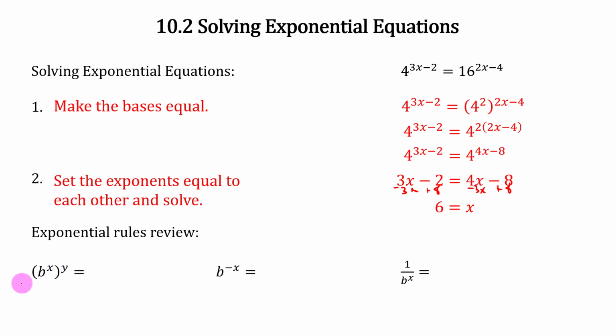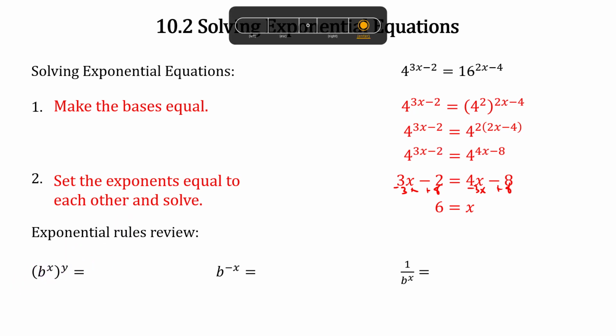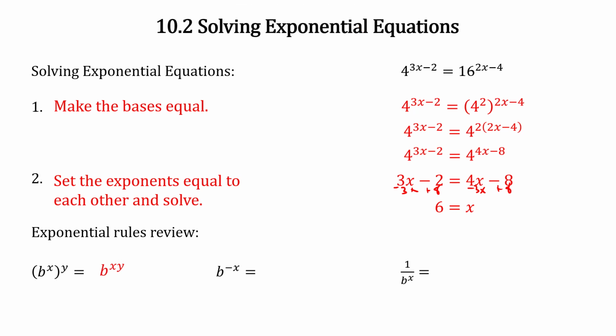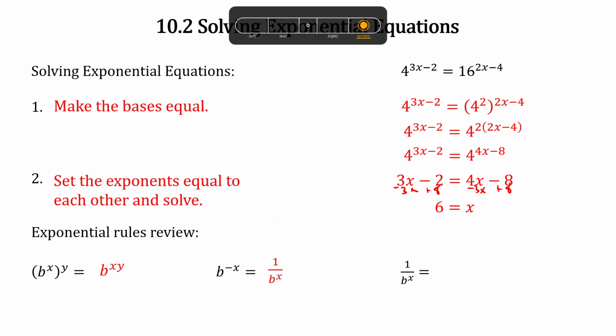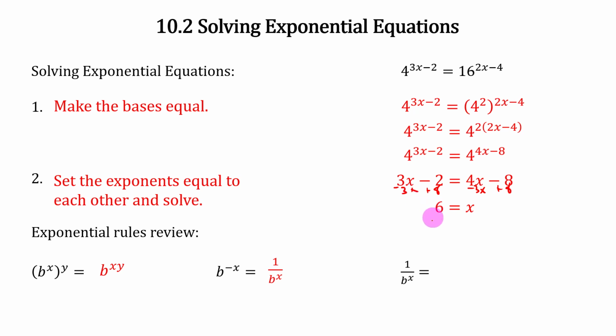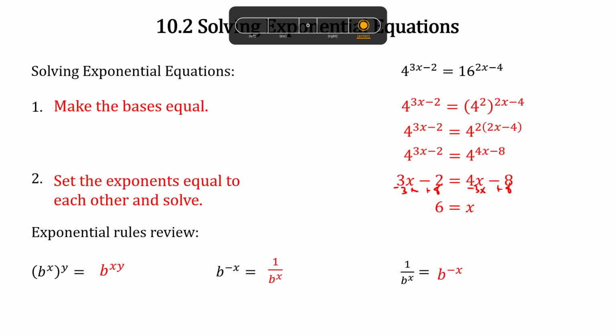Some refresher: b to the x, to the y, is b to the x times y. B to the negative x is the same thing as 1 over b to the x. And 1 over b to the x, this is the one you'll use way more commonly, is b to the negative x.